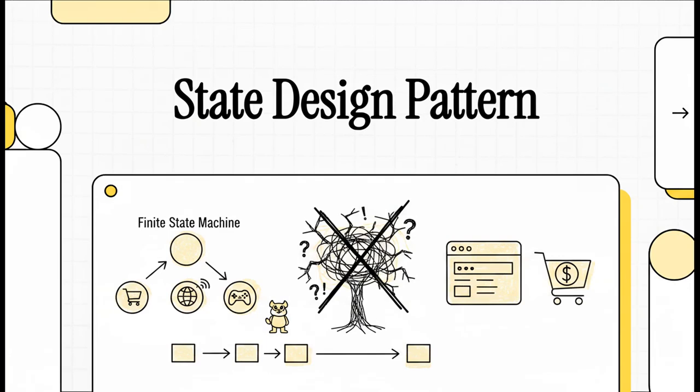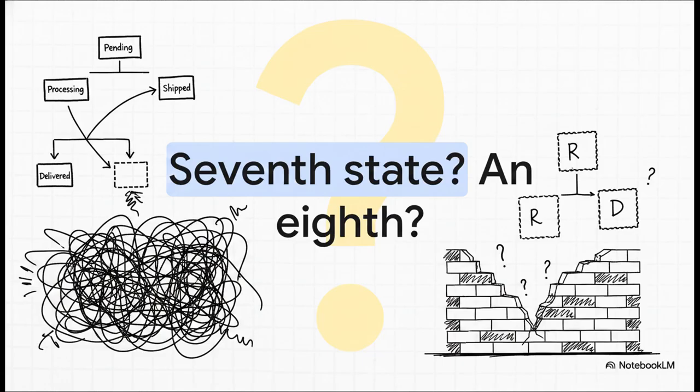Welcome to this explainer. Today, we're diving right into the state design pattern in Go, and we're going to explore exactly how it takes messy, bug-prone conditional trees and magically turns them into elegant, finite state machines. To really appreciate this pattern, we have to feel the pain it solves.